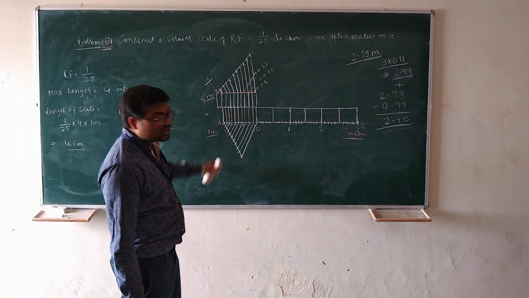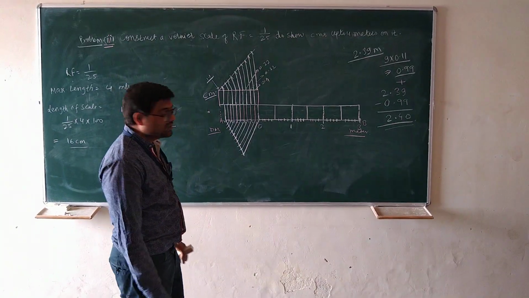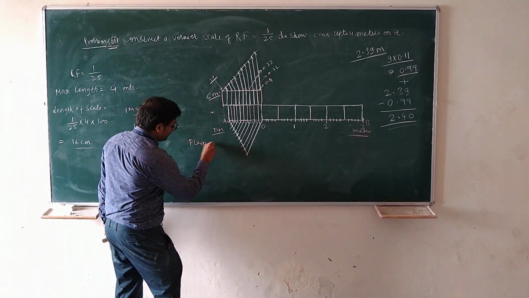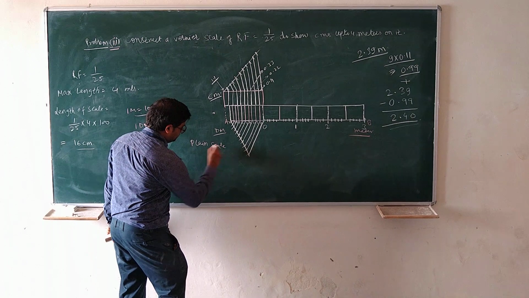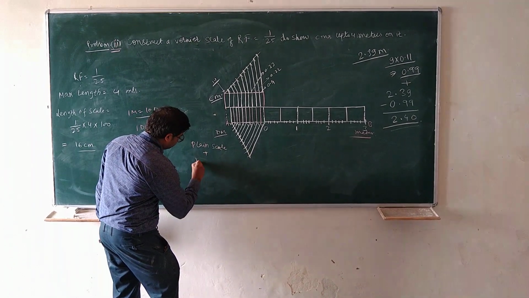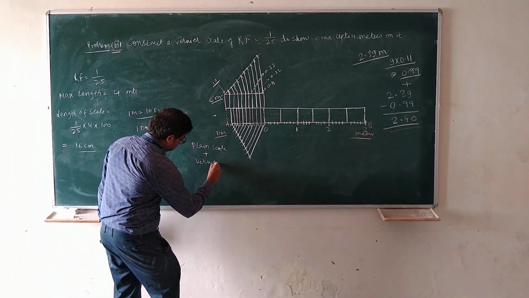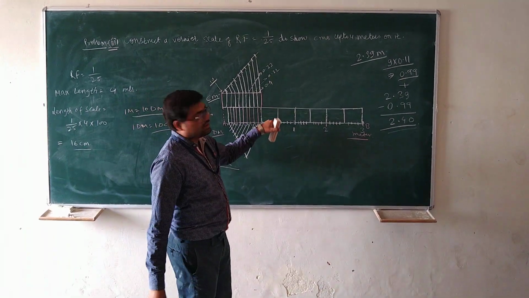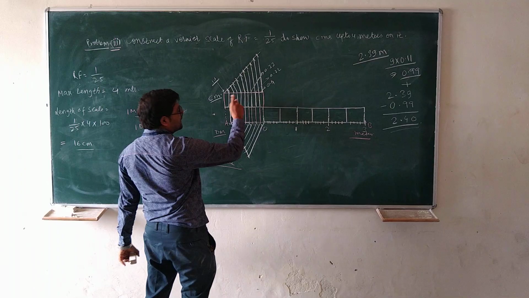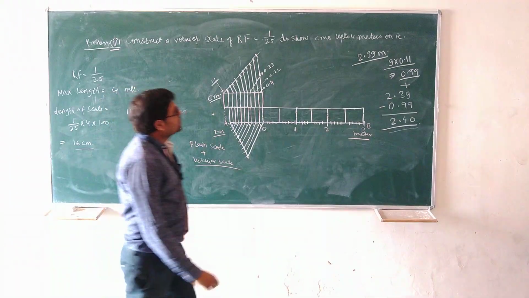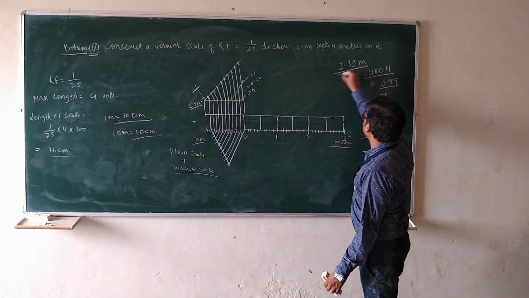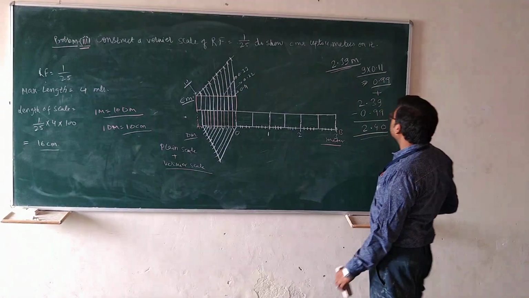Now, this is your vernier scale. This is the combination of plain scale and vernier scale. This scale is the plain scale, and this scale is the vernier scale. So now, suppose we have to measure 2.39 meters. How do we calculate?